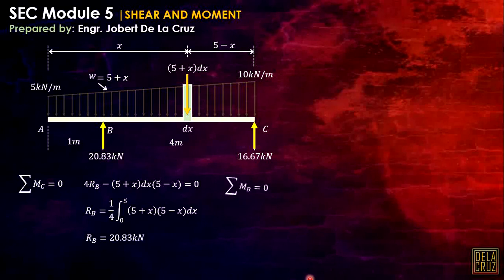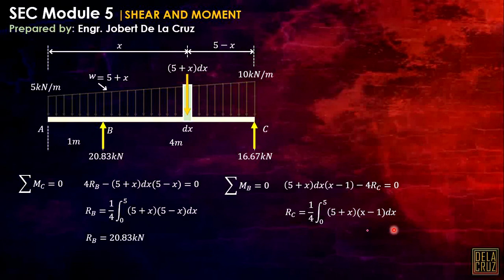Okay? Same as sa C, kukunin natin yung C, summation of moment about C, that will be this one. (5 + x) dx, yung load na yan, a moment arm is x minus 1, that is the moment arm, then minus 4 of RC. Then rearrange, okay? The same lang, the limits from 0 to 5, it will give us 16.67. The same lang dito. Okay, I hope you appreciate the integral, no? Kasi napakalaking gamit ng integral.